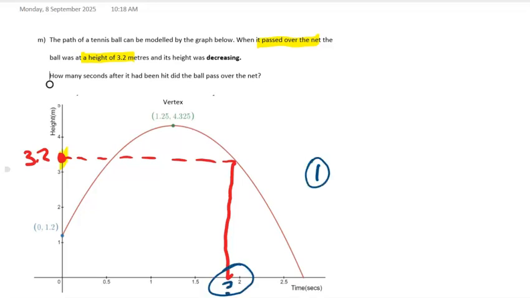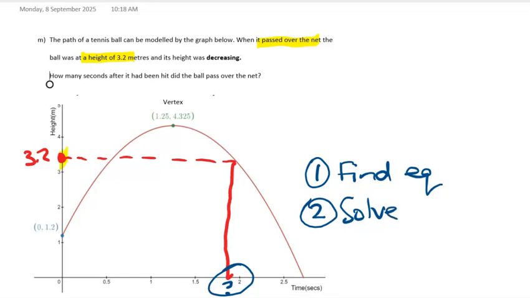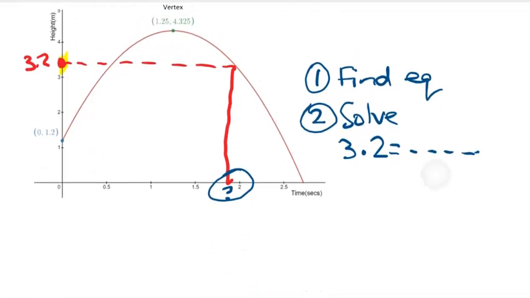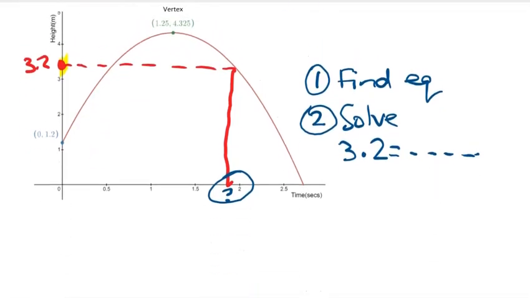So the steps here are to find the equation, and then step 2 is to solve 3.2 equals blah, blah, blah. Okay, I'm going to work here with y and x. Sometimes we'll work with t and h, but for today I'll work with y and x. So let's take a look.